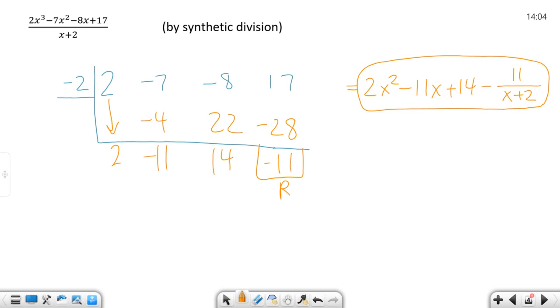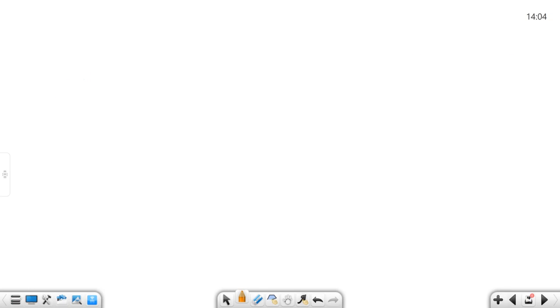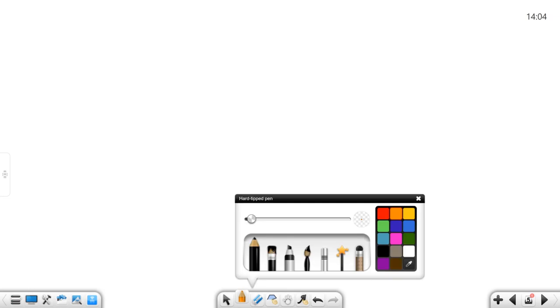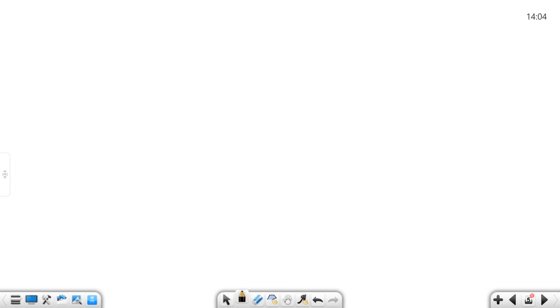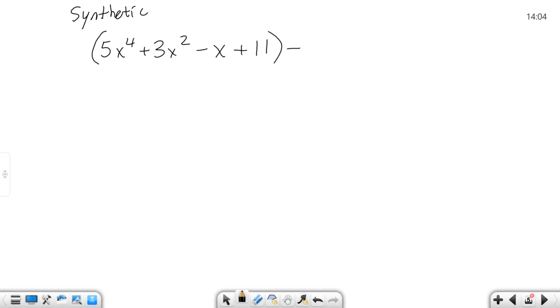So what I want to do now is create a couple maybe. So let's add a page in here, and let's just work us a synthetic. So we're going to do synthetic again. So we'll do 5x to the fourth plus 3x squared minus x plus 11. So we'll do that, and we're going to divide this by, we'll even write it a little different. We'll divide it by x minus 1.